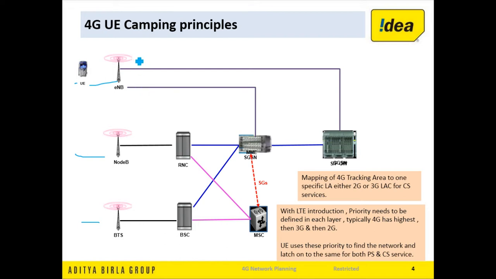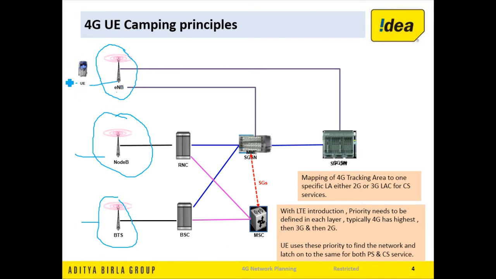3GPP has defined that there have to be priorities. So typically in any network, 4G is the higher priority, then 3G is the second best priority, and then 2G is the next best priority. So there is a layering of the network which happens: the highest network, then a higher network, and then a lower priority network.